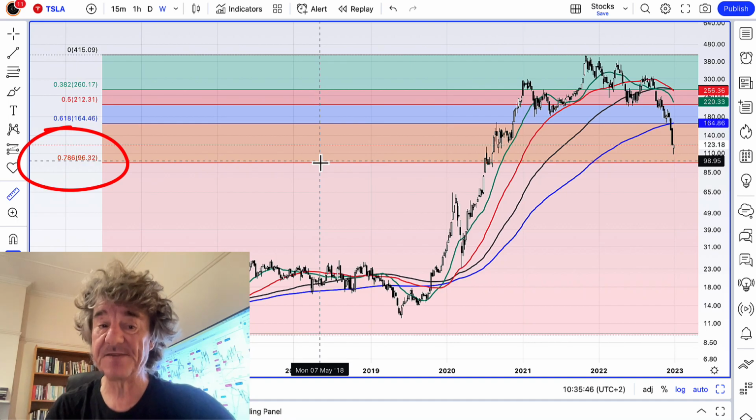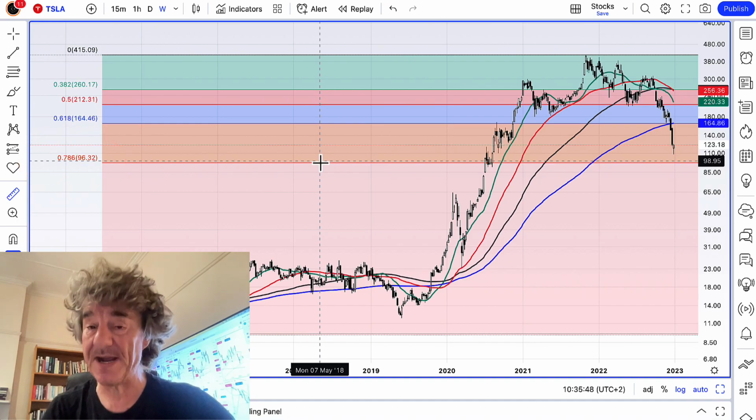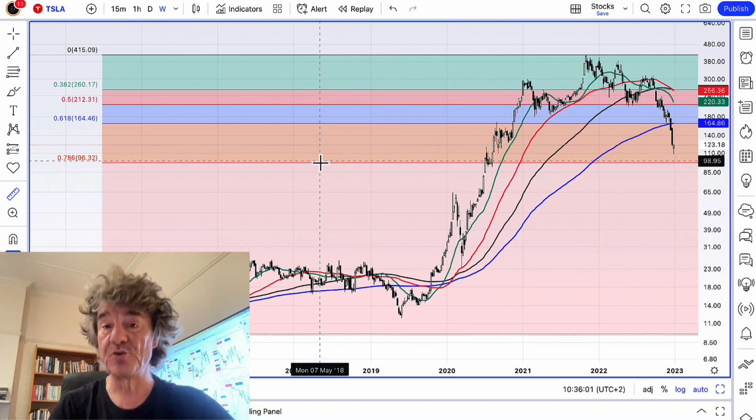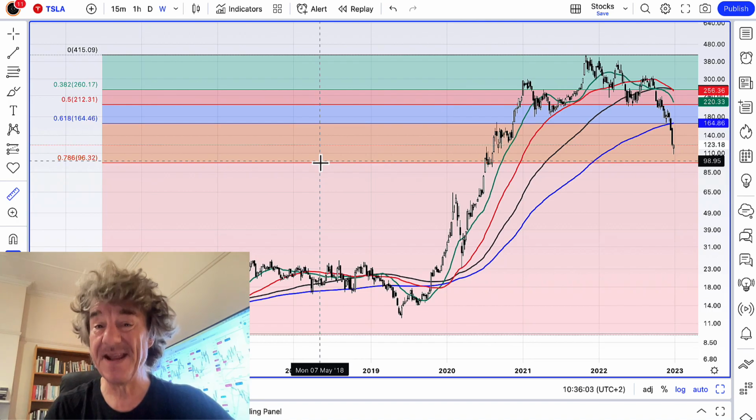Now, the 78.6 Fibonacci, one of my very favorites, a powerful level. It's often the last sort of outpost, the last place of defense for any instrument that you might be trading. And quite often, it acts as a price magnet. First of all, the price is attracted to it, but it also acts as a reversal point if this trend upwards is going to continue.